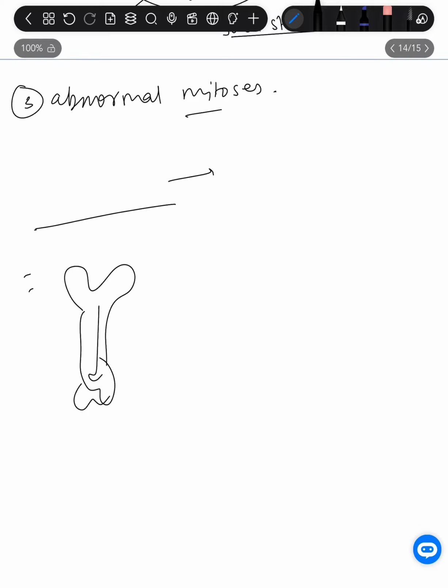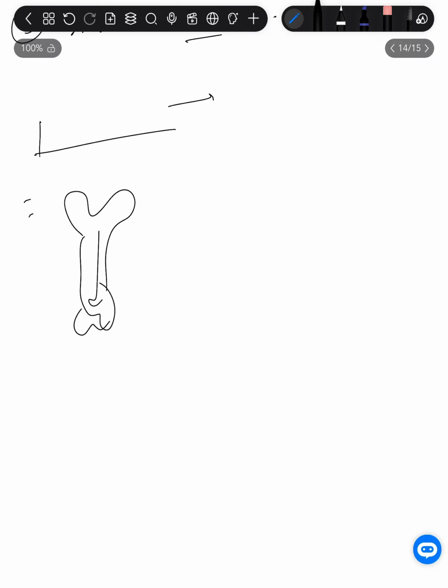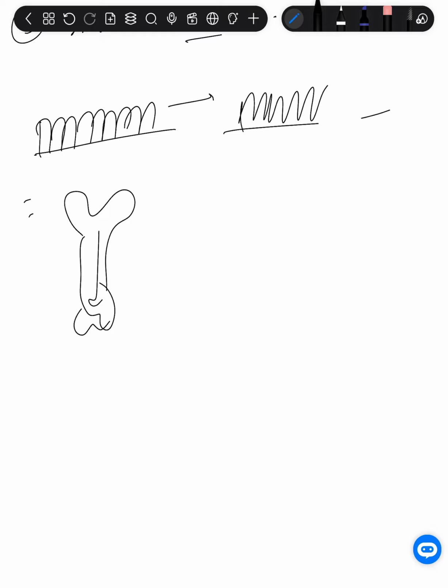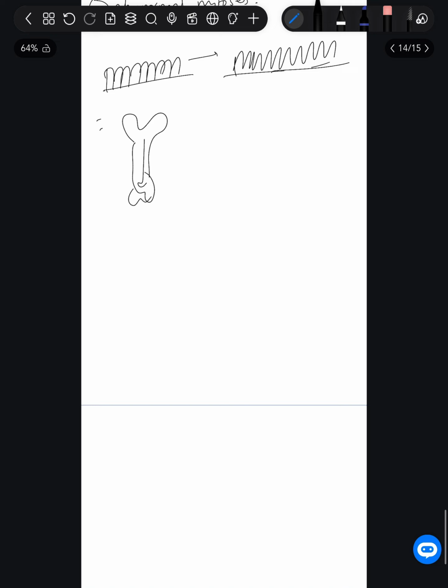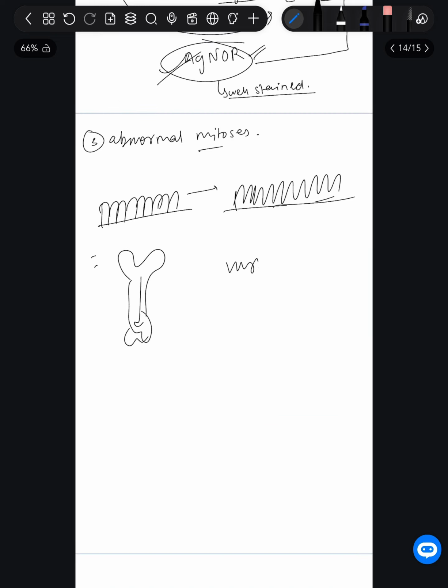Is that what you mean by abnormal mitosis? No. These are the normal cells which go into division. This is not normal, but yeah, these are the normal cells. What do you mean by abnormal mitosis? Okay, and sometimes there is something called hyperplasia, which I'll be taking right after this.